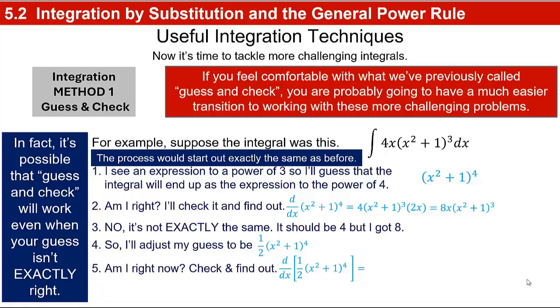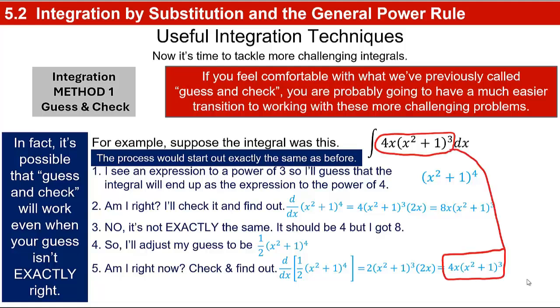Still, I'm using the power rule for derivatives. 4 times 1/2 is 2. Write the base down, the x squared plus 1. Drop the 4 down to a 3, and then multiply by the derivative of the base, which would be 2x. Now, simplifying, 2 times 2x is 4x, and now when you compare, you get exactly the same as you started out with in the integrand.